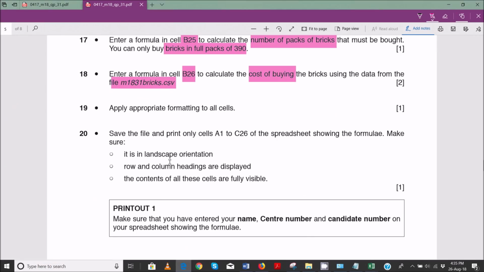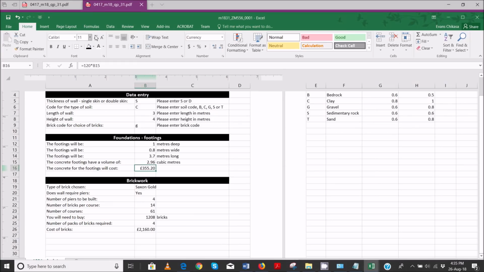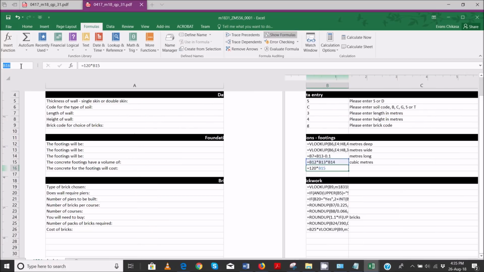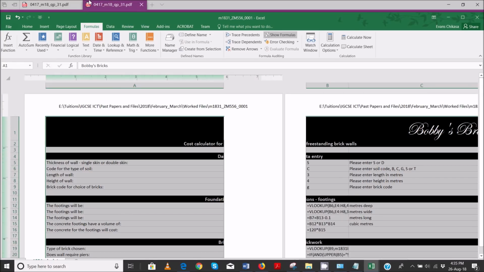So now step 20. Now we are almost winding up. So save the file and print cells A1 to C26 of the spreadsheet showing the formula. So you can go to formulas and show the formula, and what you're printing is actually A1 to C26. You can just type it out there, hit enter key, and it will select those cells that are in question.